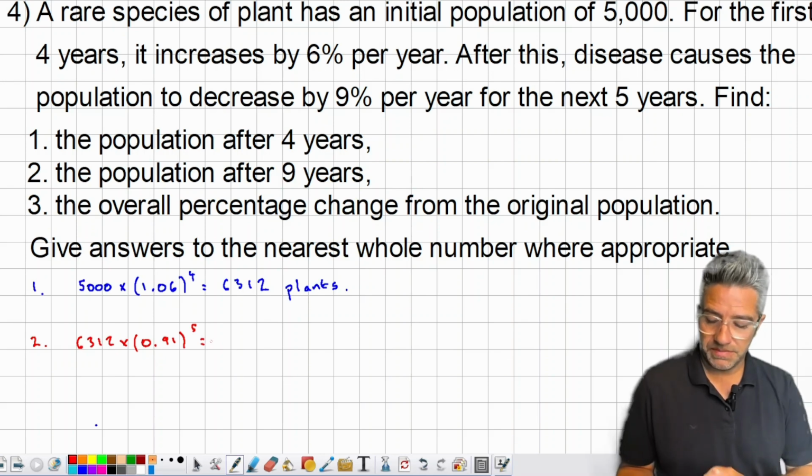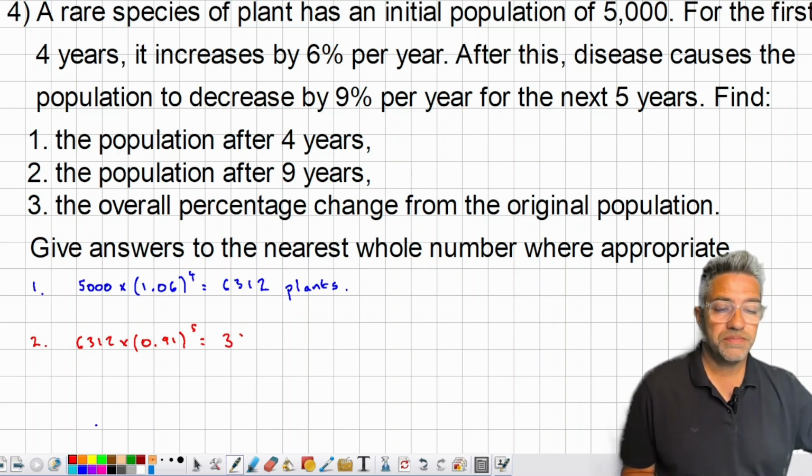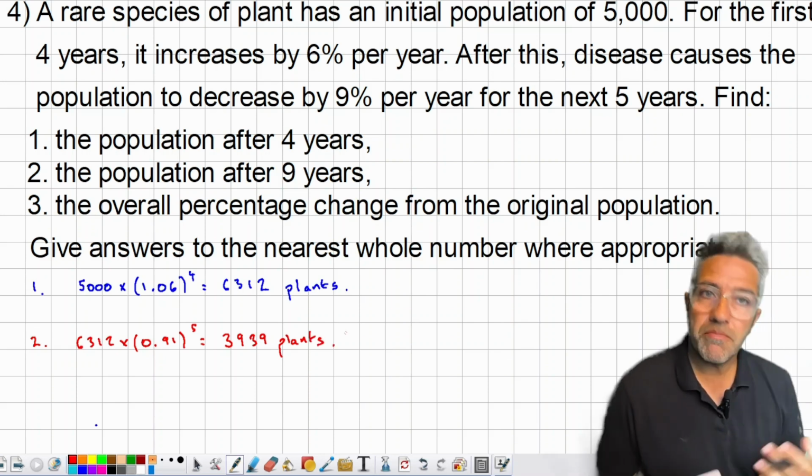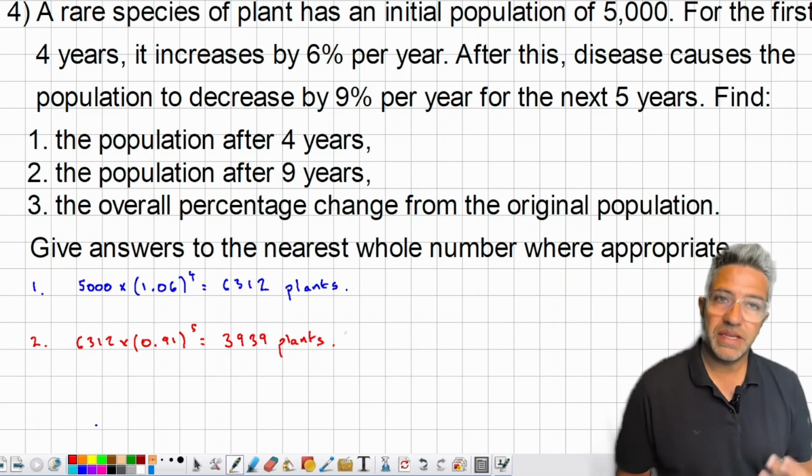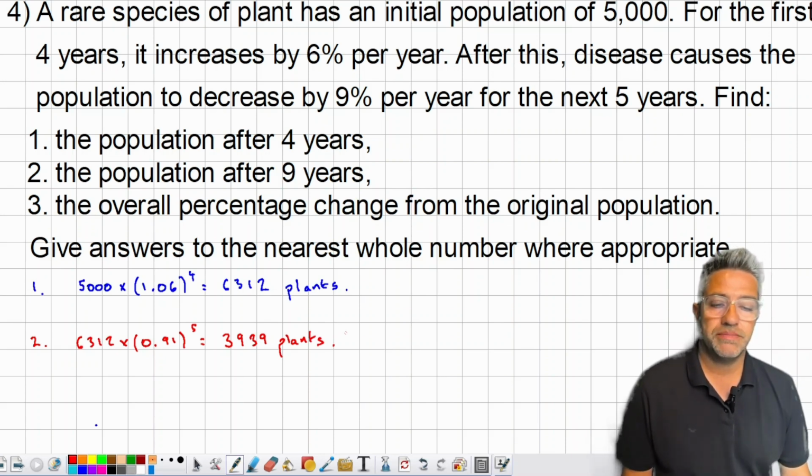Let's see where we get to. 6,312 times, open brackets, 0.91 close brackets, to the power 5, execute, 3,939 plants. And again, I'm rounding off to the nearest whole number because that is what the question has stipulated.